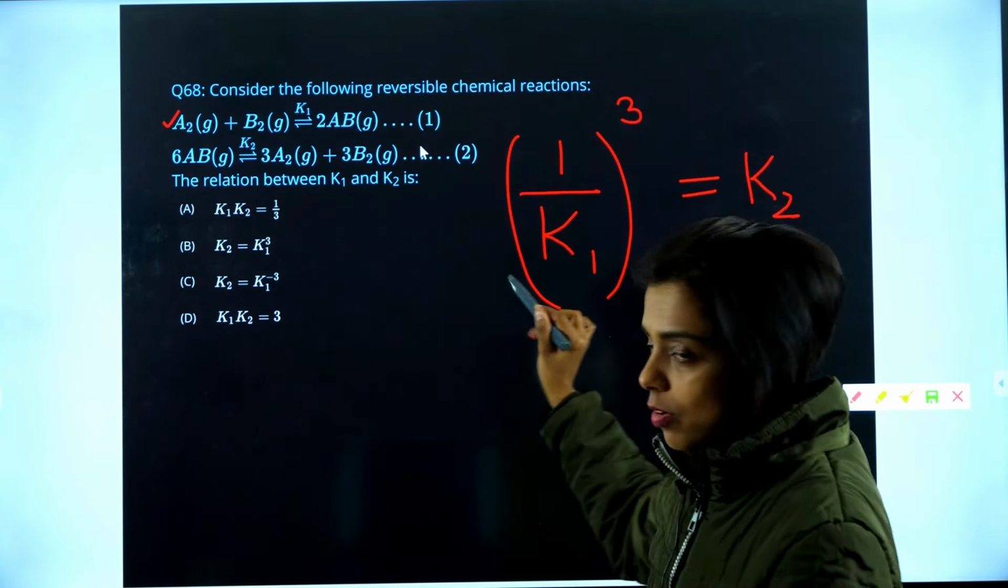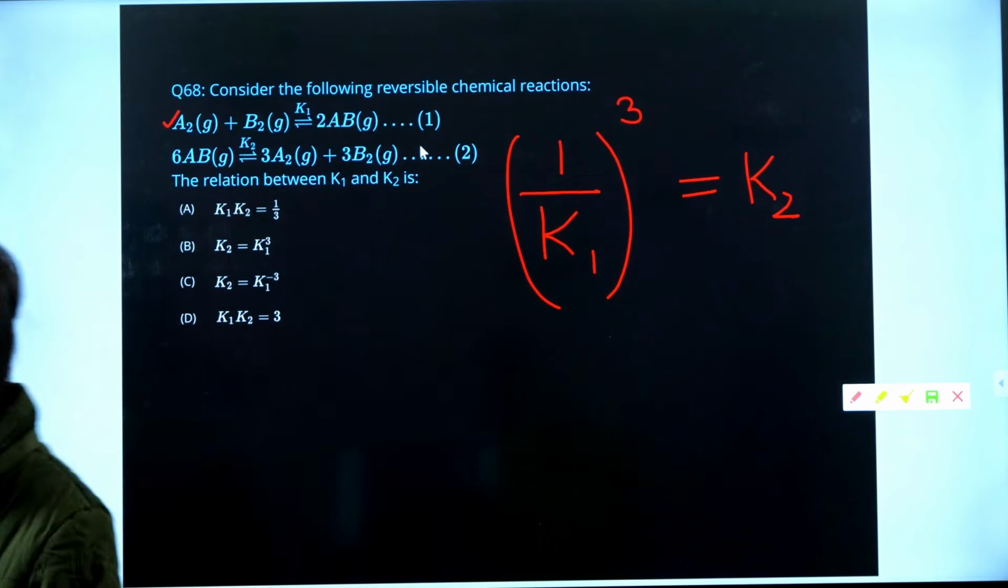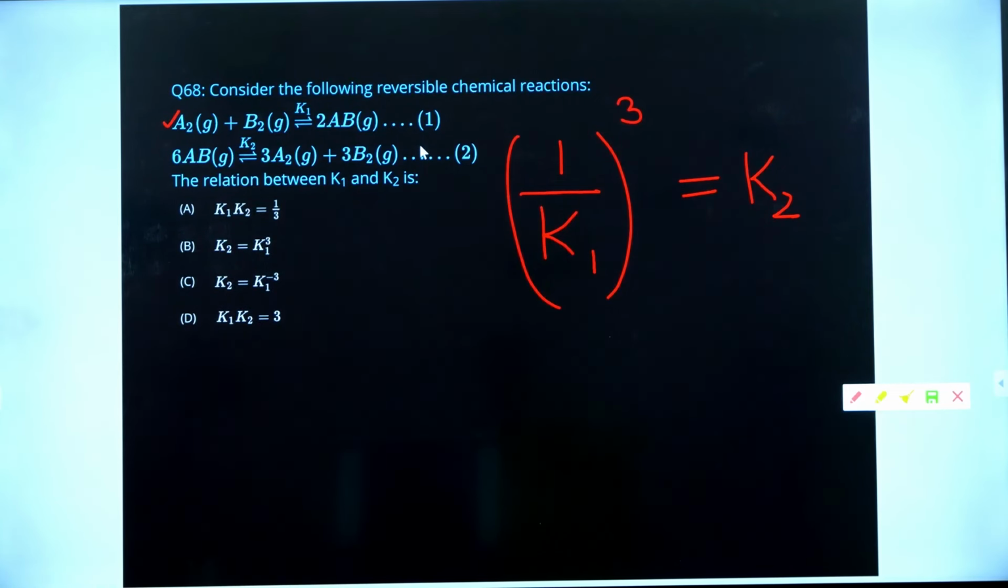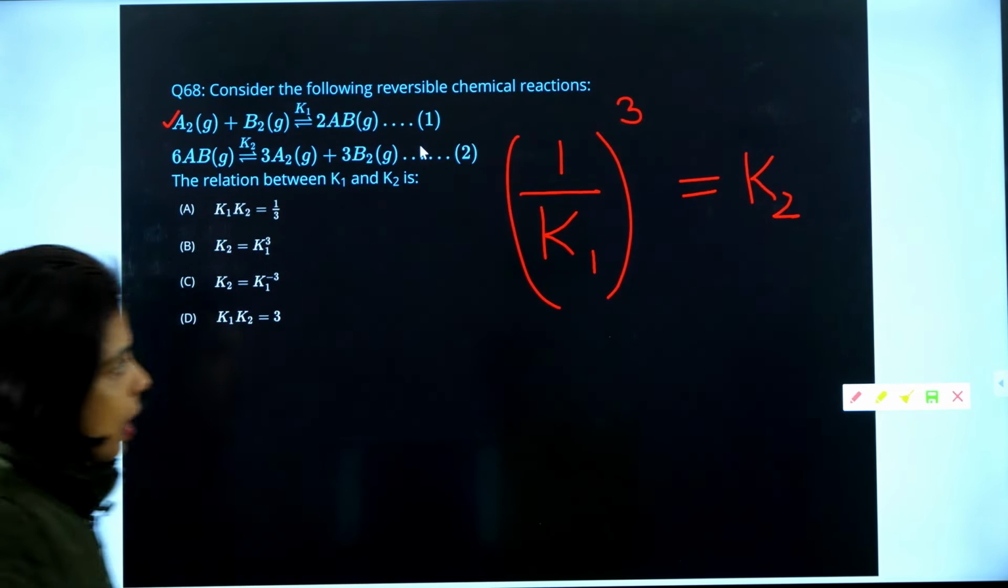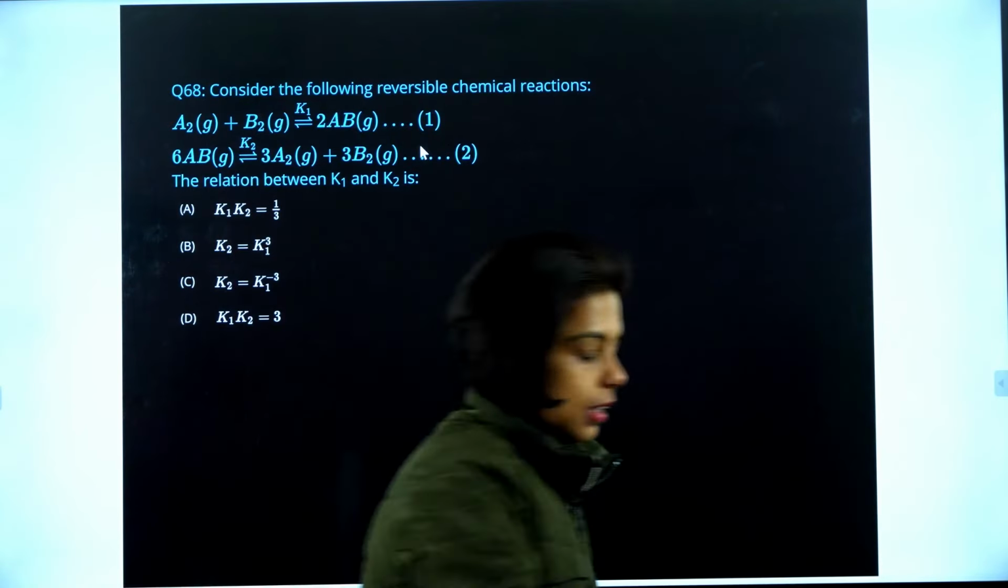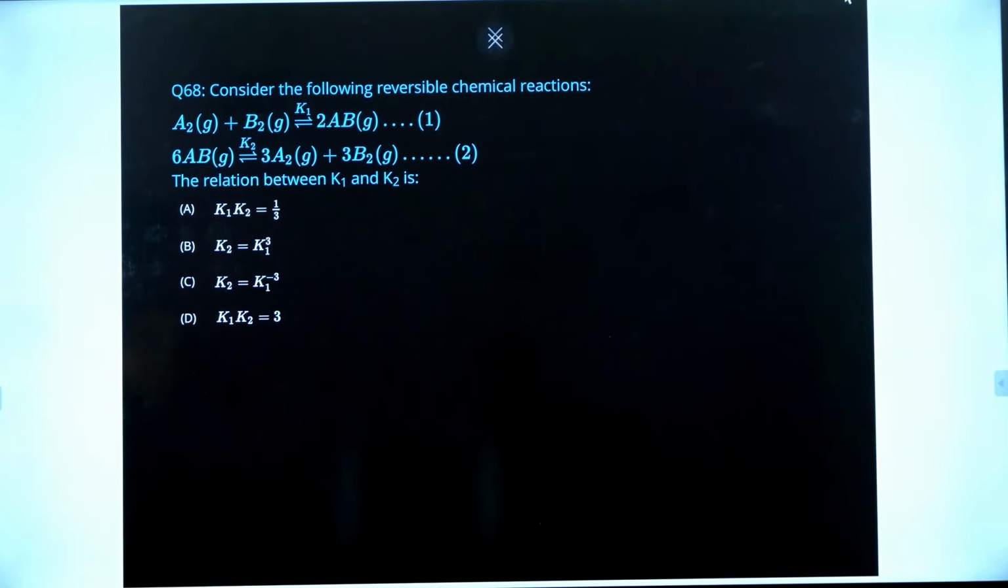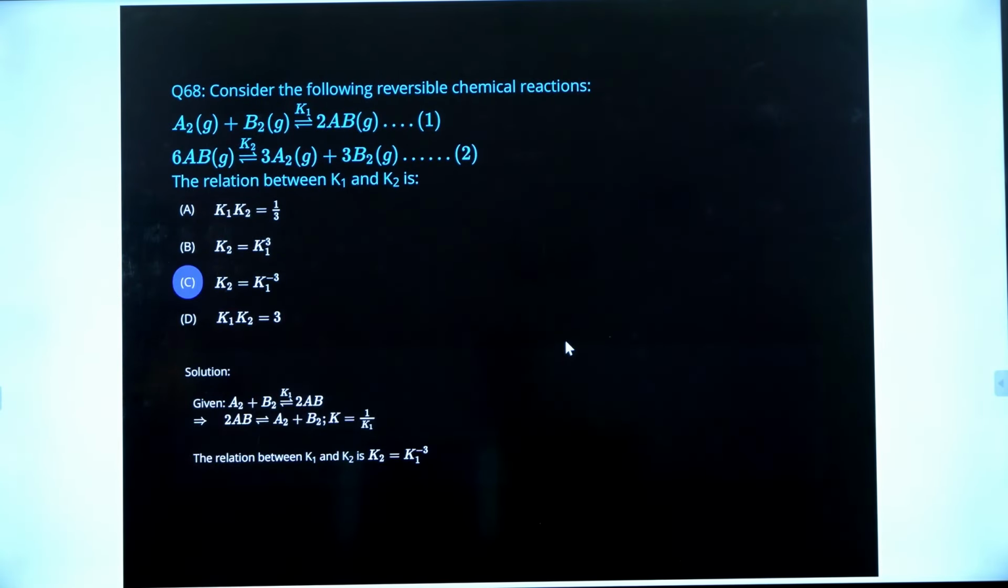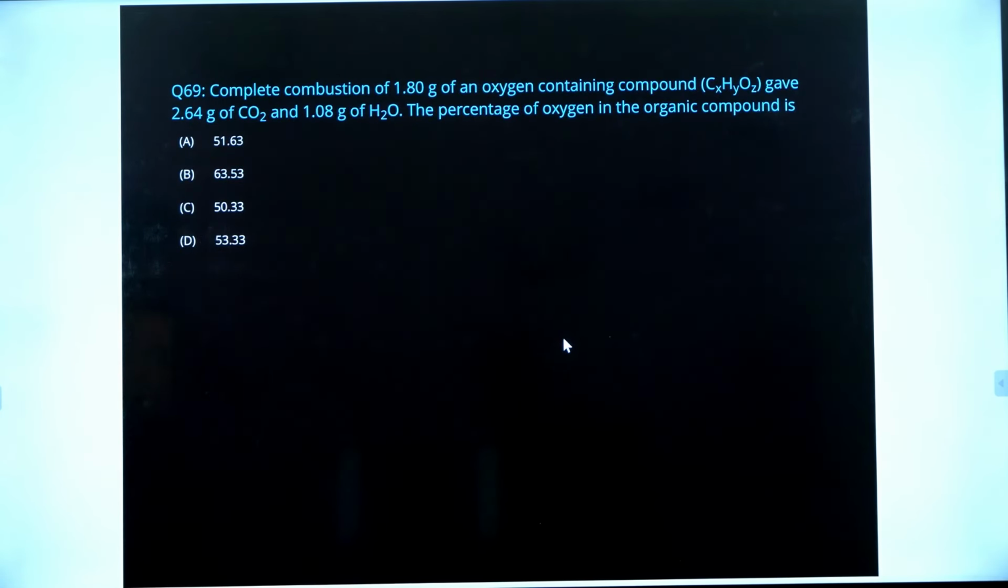The reciprocal of the first, raised to power 3 because we are supposed to multiply it by 3. So K2 is K1 raised to power minus 3. I am sure most of you gave the right answer. The answer is C. Let's move on to the next question, 69.